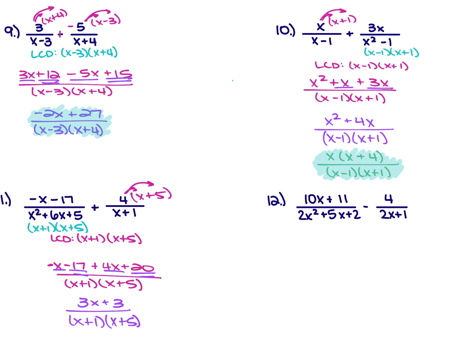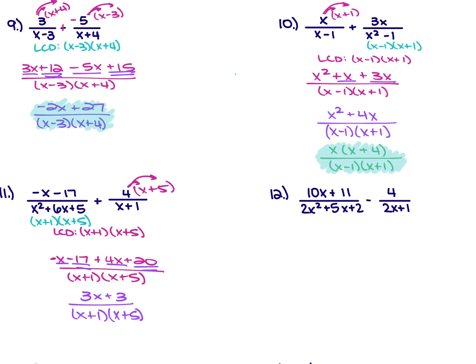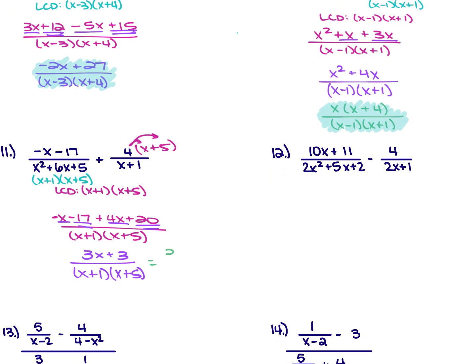So then this is not factored fully. So if you do factor it fully, it becomes 3 times x plus 1 over x plus 1 times x plus 5. You have an x plus 1 on the top and the bottom of this fraction, so they cancel, and you're just left with 3 over x plus 5.